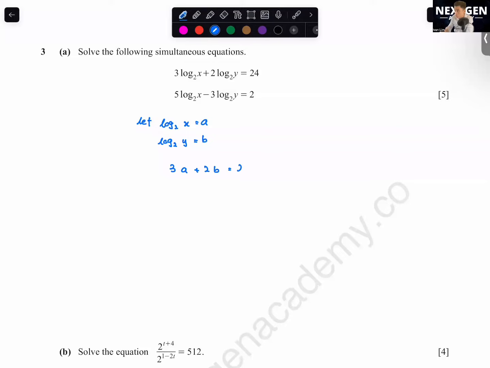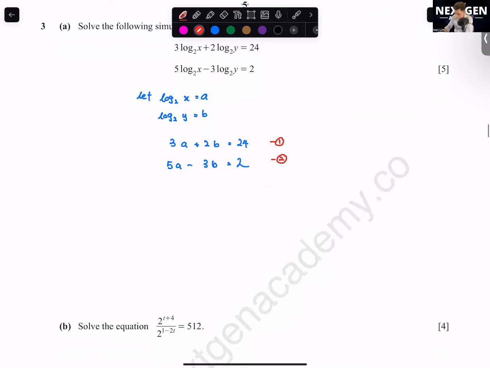3a plus 2b equals to 24. 5a minus 3b equals to 2. Okay, this one can solve or not? Much easier, right? Let's call this equation 1, equation 2. I want to do elimination method. I will eliminate the b first. So equation 1 times 3, and then equation 2 times 2. So we will get here 9a plus 6b equals to 24 times 3 is 72. 5a minus 3b will become 10a minus 6b equals to 4. Let's call this equation 3, equation 4.